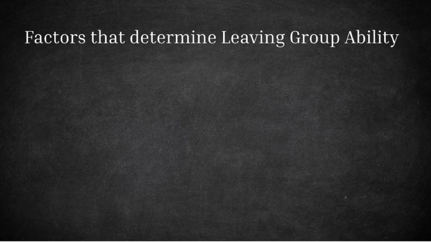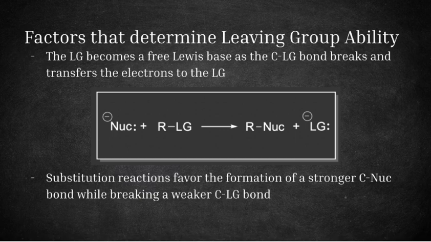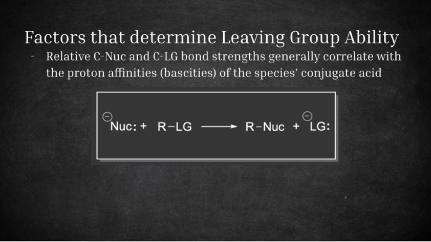Now, let's move on to the factors that determine what makes a good leaving group. The leaving group departs from the substrate in a substitution reaction, becoming a Lewis base as the carbon-leaving group bond breaks and transfers electrons to the leaving group. Substitution reactions favor the formation of a stronger nucleophile-carbon bond while breaking a weaker carbon-leaving group bond, making the reaction energetically favorable. The relative strengths of these bonds generally correlate with the proton affinities, basicities, of the nucleophile and the conjugate acid of the leaving group.